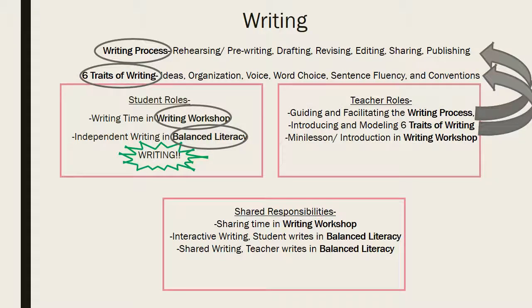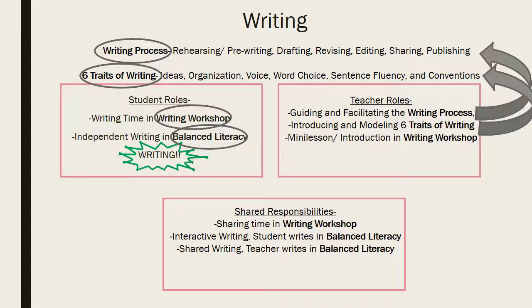Okay, so my big main construct I decided to create as my umbrella term would be writing, because that's what the four main constructs that we're going to be talking about today would be under. So my constructs are circled in gray. I have the writing process, the 6 traits of writing, writing workshop, and balanced literacy.